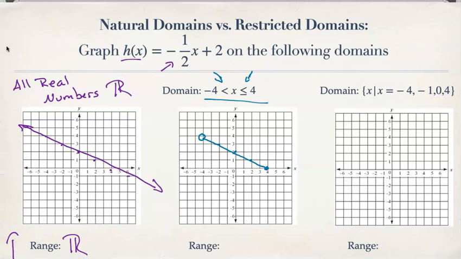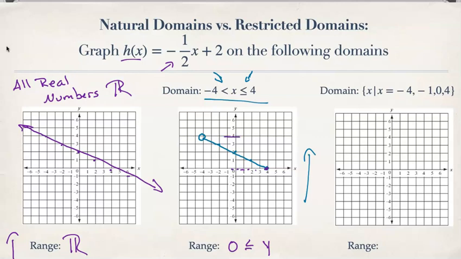That's my restricted domain. My range goes from bottom to top. What is the lowest y value I have? The lowest y value I have here is 0. Right here, let me change colors. Right here is the lowest that this function goes, and that is 0. So we say y is greater than or equal to 0, because this is a closed point right here at the bottom. The highest that y goes is right here at 4.